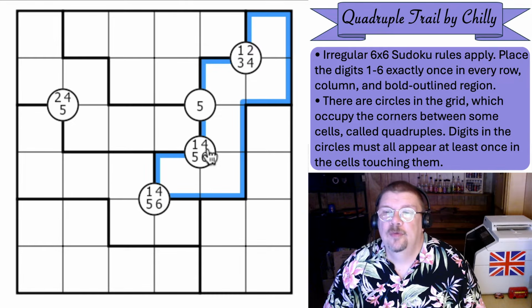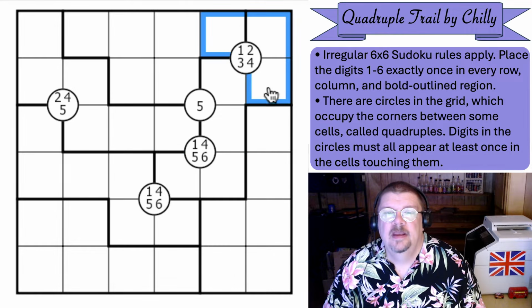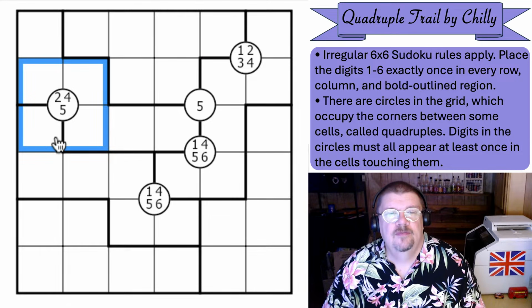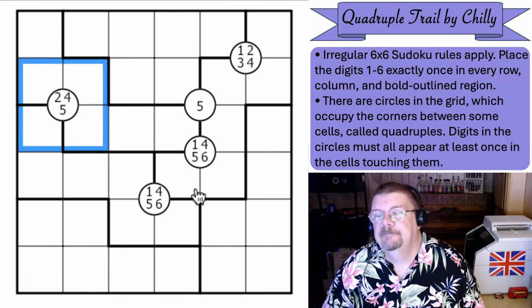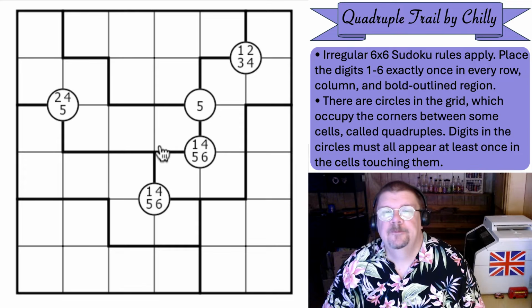Digits in circles must all appear at least once in the cells touching them. So in these 4 cells, there is at least one 5. In these 4 cells, 1, 2, 3, and 4 must appear. And in these 4 cells, 2, 4, and 5 must appear at least once. Okay, I am going to restart the puzzle to reset the timer, and let's begin.